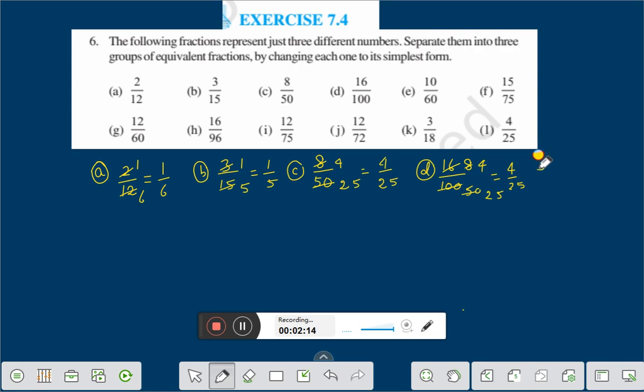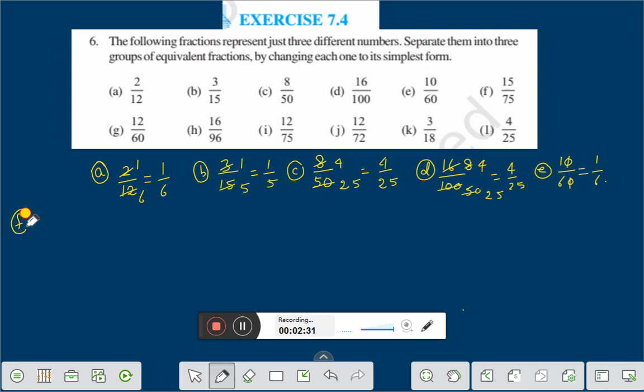Question number E is 10 by 60. If we divide it by 10, the 0s will cut, then it will be equal to 1 by 6. Right?